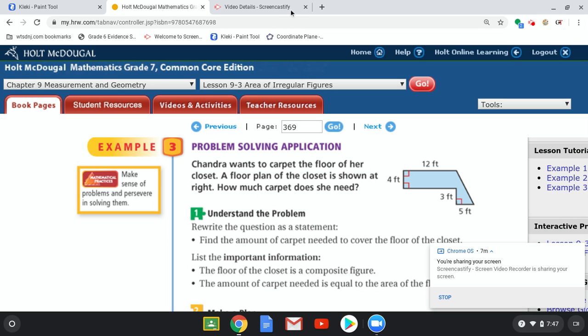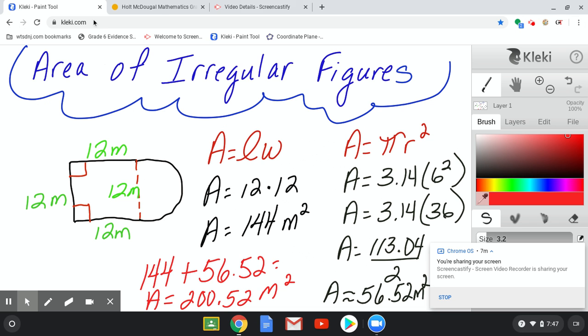Okay, so that's pretty much it for finding the area of irregular or composite figures.